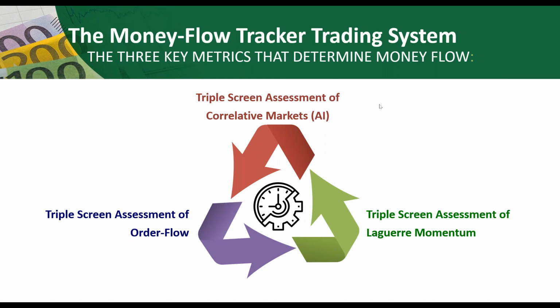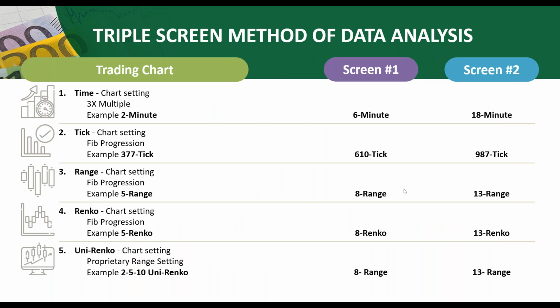So the Money Flow Tracker has 3 key metrics that determine money flow. The first one is triple screen assessment of correlative markets. The second one is triple screen assessment of order flow. And the third one is triple screen assessment of the gear. So what do I mean by triple screen assessment?